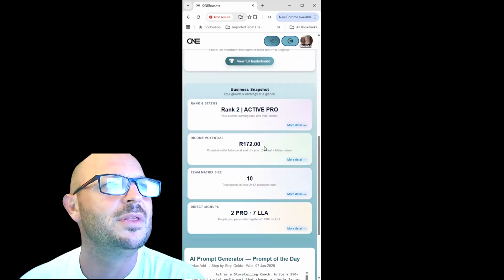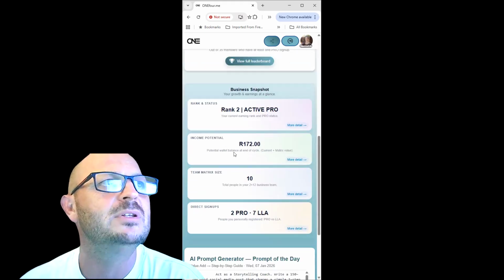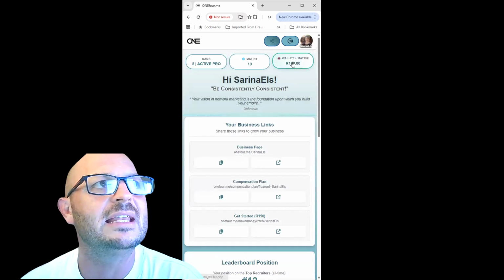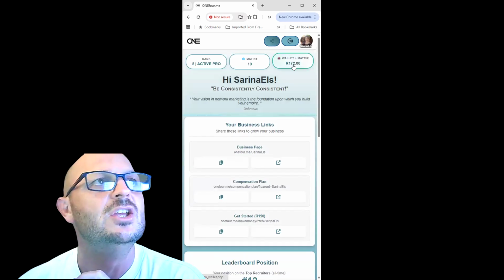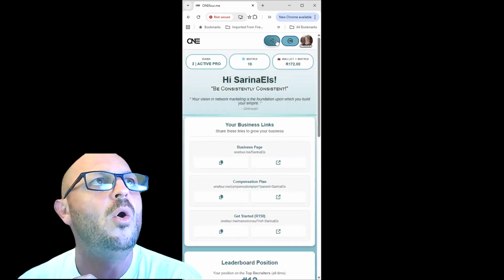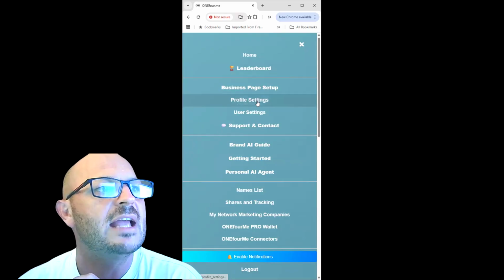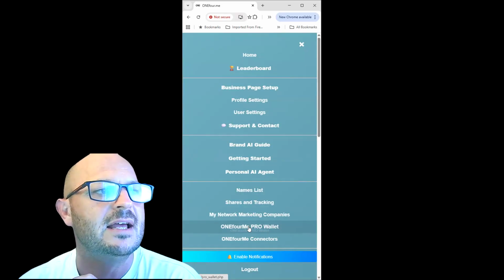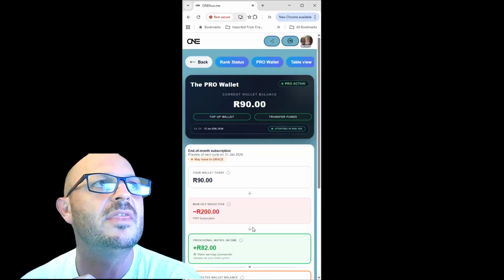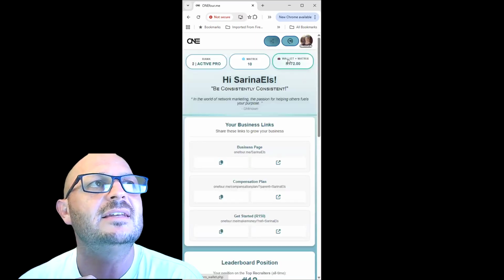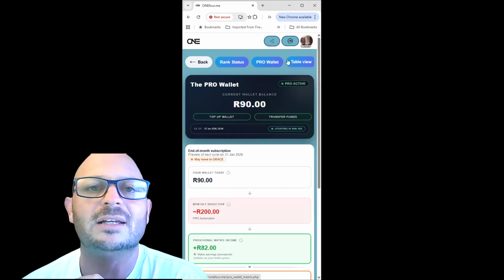And that corresponds with this little income potential in your business snapshot. Once you click on that, you can click straight through to your wallet. You can click on this more details, or you can go to menu and then select pro wallet. It is an option here at the bottom. If you click on that, it takes you to your pro wallet. The shortcut is just to click on that and it takes you to your pro wallet.